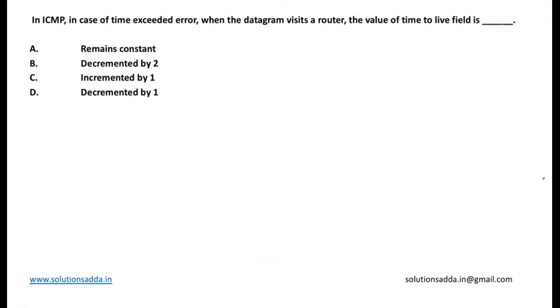This is a question from computer networks. In ICMP, in case of time exceeded error, when the datagram visits a router, the value of the time to live field is: options are remains constant, decremented by 2, incremented by 1 or decremented by 1. So, the correct answer for this question is option D, decremented by 1. Why is it so? Because when the datagram visits a router, each time the value of the time to live field is decremented by 1 and it will be 0 by the time it reaches its destination.